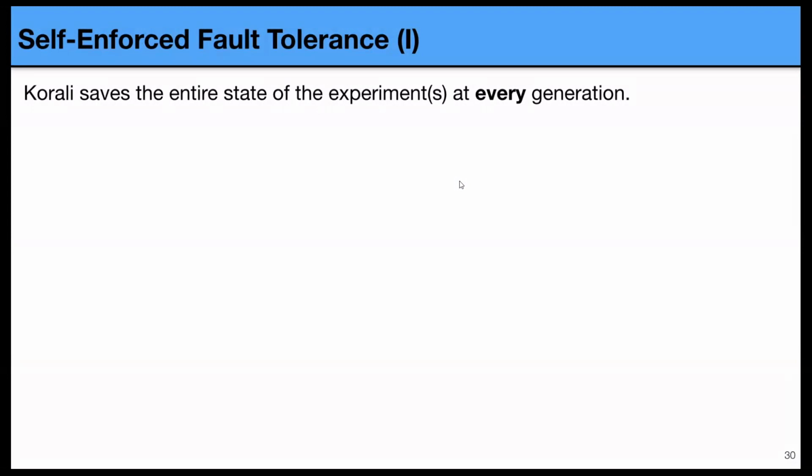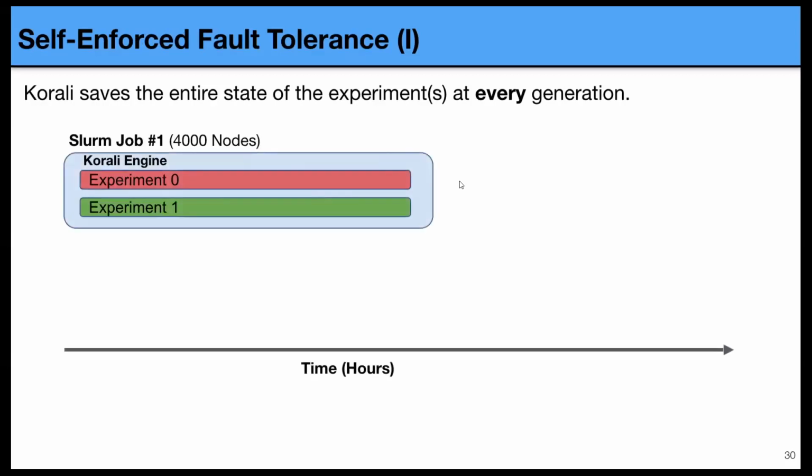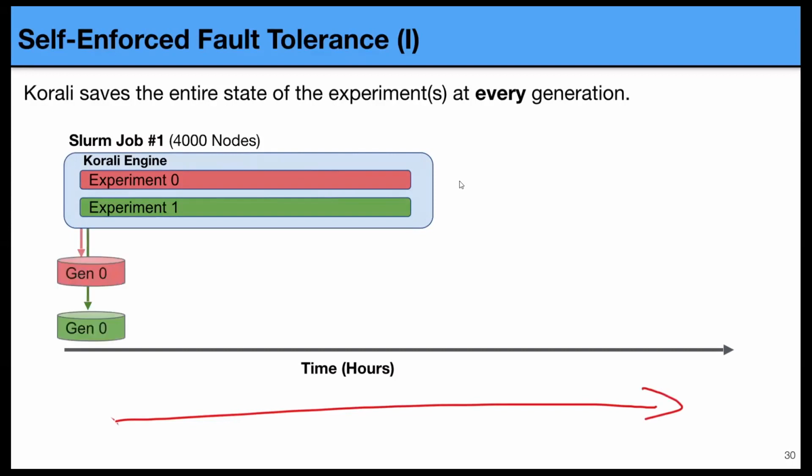So Korali will prevent this from happening by saving the entire state of the experiment at each generation for all experiments. So suppose you're running on 4,000 nodes, spending a lot of money in compute hours. And we are talking about hours here, or even days. At each generation, Korali would save this whole state of execution. There's nothing spared. Everything that can be saved will be saved.